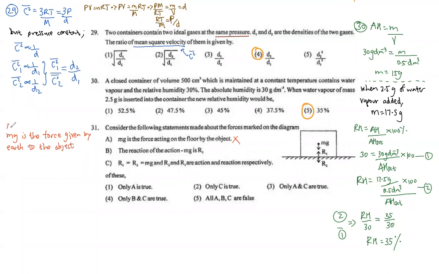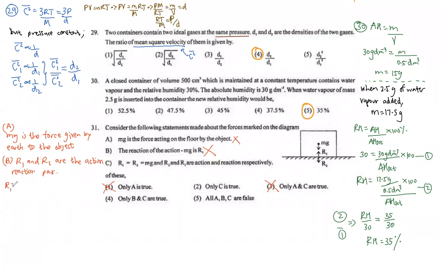So that is the explanation for statement A. It is wrong. If statement A is wrong, this is a wrong answer. Right. Next one: the reaction of action mg is R1. That is also wrong, because R1 and R2 are the action-reaction pair. Why is that? Because if you check the description, you will understand it.